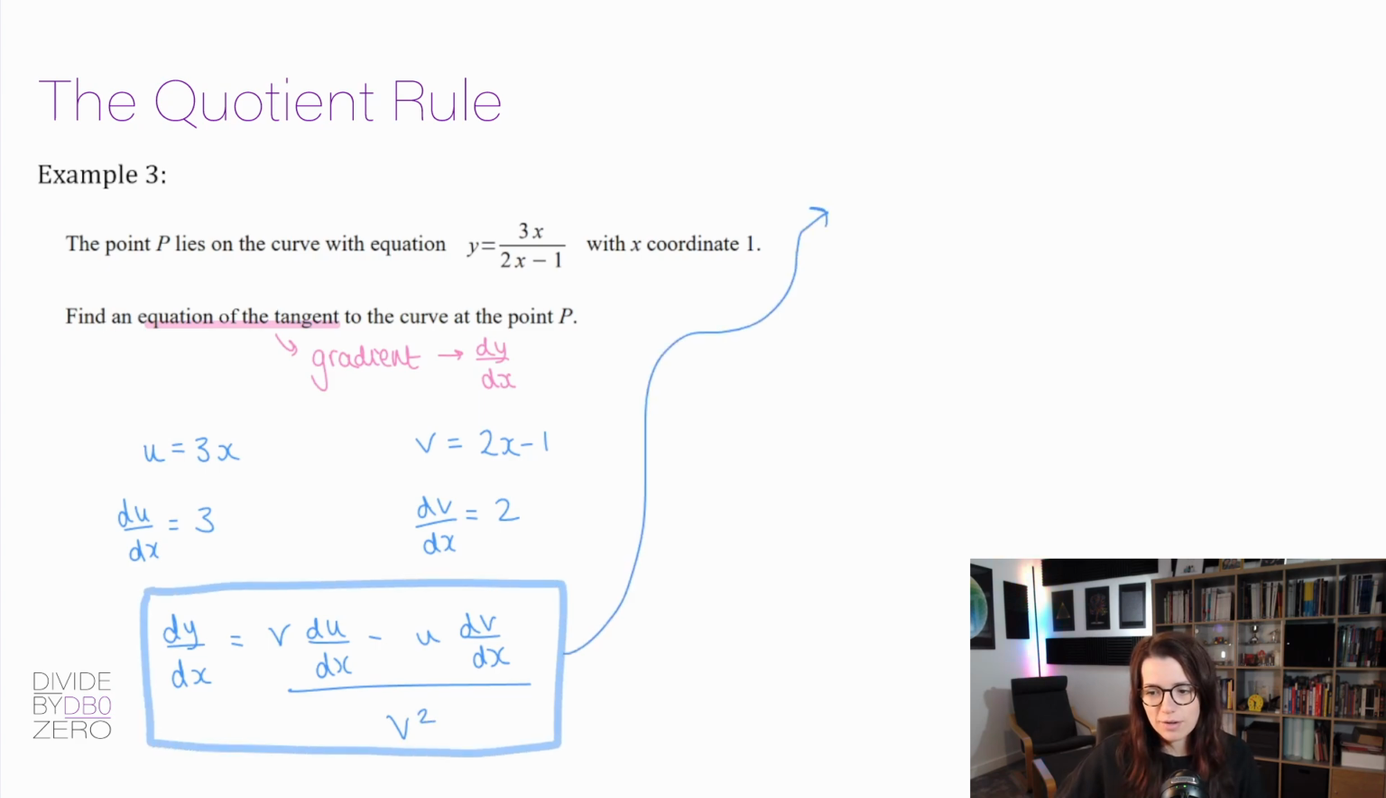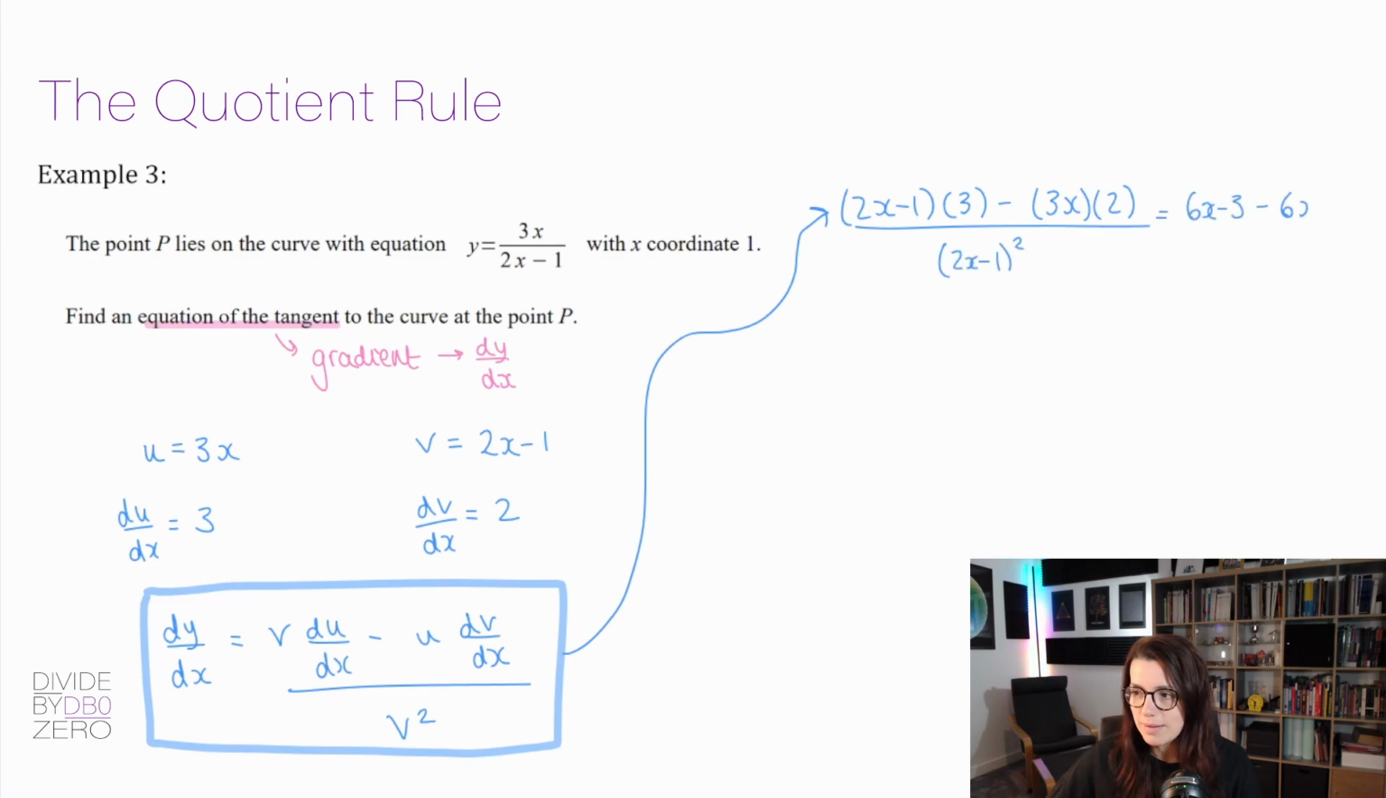We now sub in our components. So that's going to be 2x minus 1 times 3 minus 3x times 2 all over 2x minus 1 squared. If you expand the top, you get 6x minus 3 minus 6x all over this, which simplifies to minus 3 over 2x minus 1 squared. You can expand the bottom if you want, but I'd probably just leave it because I know I'm going to substitute a number in the next step.